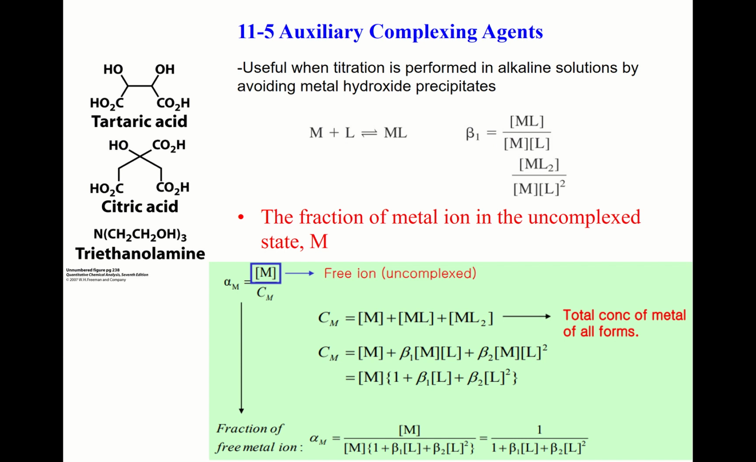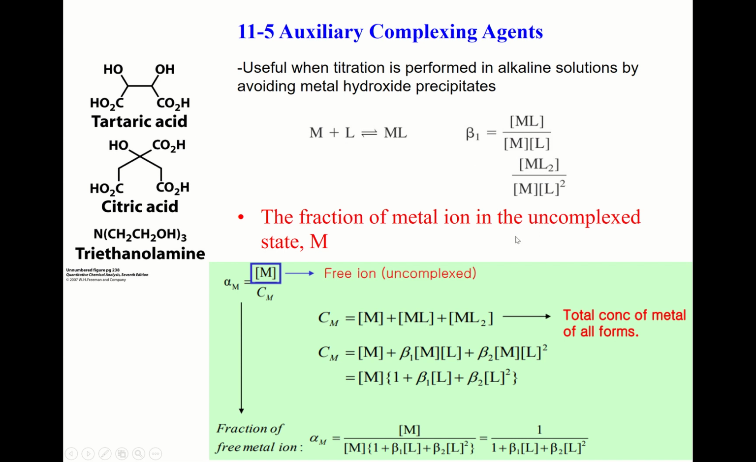But now the problem is that this metal-ligand complexation doesn't stop here. It goes on, and ML also now reacts with L again. I'm sorry, it is not written here. ML plus L equals ML2, like that. And then we can write the equilibrium constant for that equation, which is beta 2.